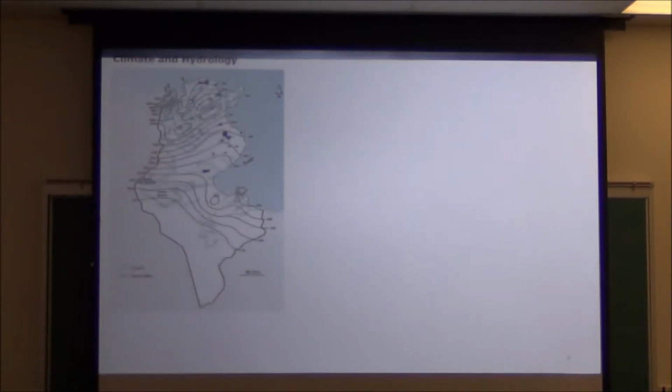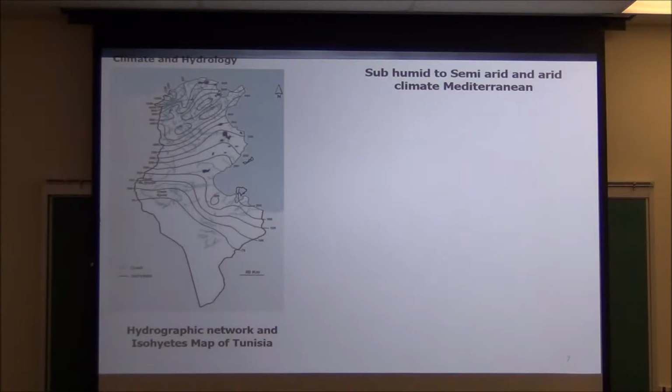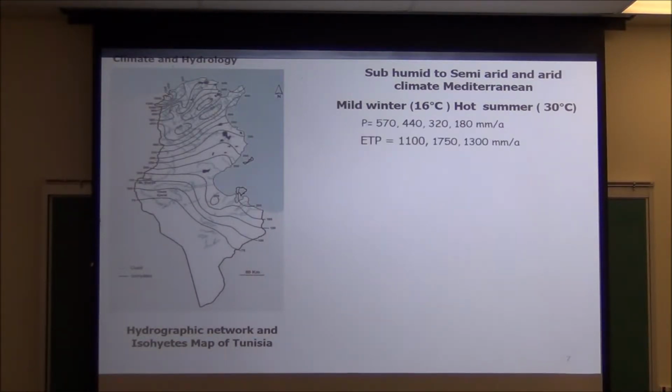The climate of this region varies from subhumid in the El Hawariya plain to semi-arid in the oriental coast and in the Sousse aquifer, and to arid in the Jeffara aquifer. We have a mild winter and hot summer, and average rain varies from 570 millimeters to less than 200 millimeters in the south.